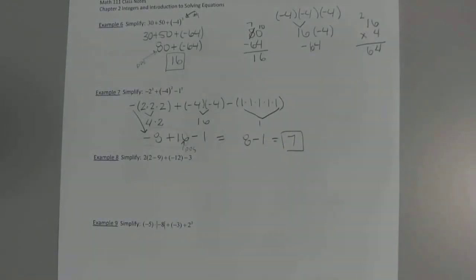So I did 2 cubed to get 8. The negative follows along. Negative 4 times negative 4 gave me that positive 16, and 1 to the 5th is just 1, so I'm subtracting 1.